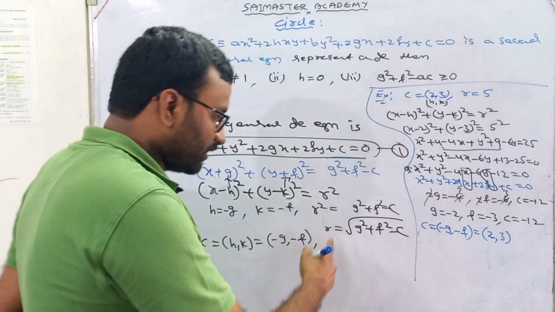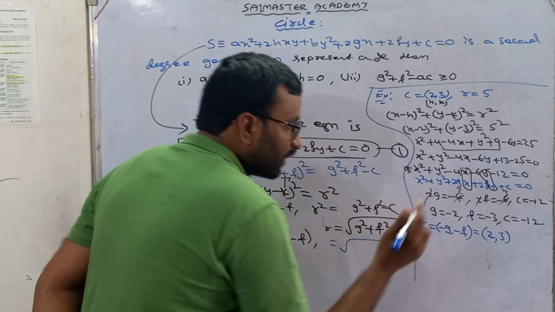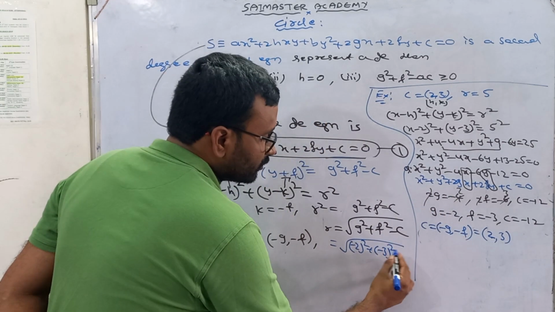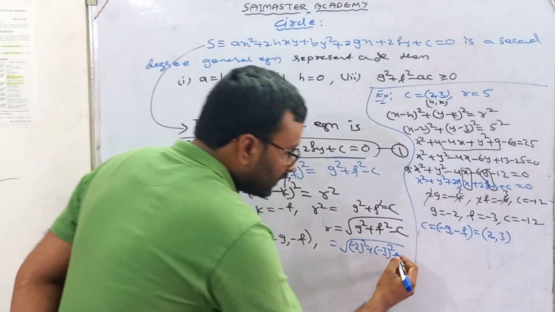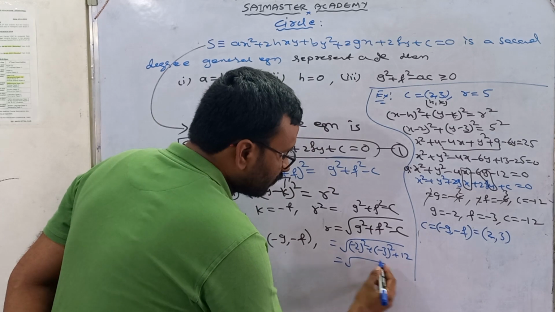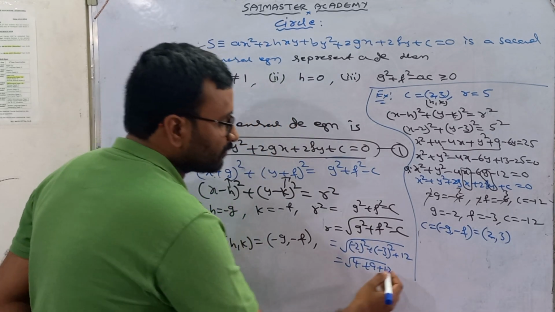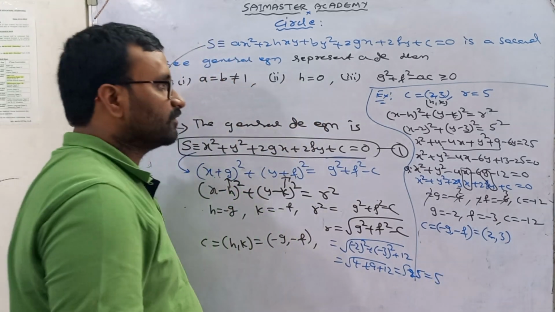Now radius. I am writing here radius which is equal to root over g square plus f square minus c. What is g? Minus 2 whole square plus f square, minus 3 whole square, minus c. What is c? Minus 12, but minus into minus plus 12. So which is equal to root over 2 square 4, 3 square 9, plus 12. 12 plus 9 plus 4 which is root 25 which is equal to 5. So what is the radius?